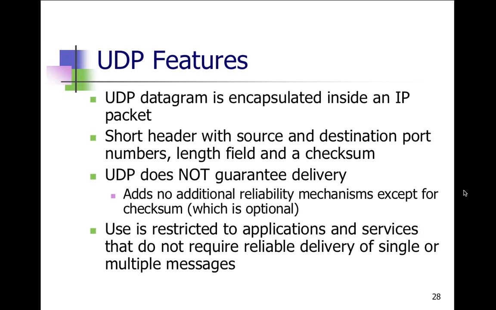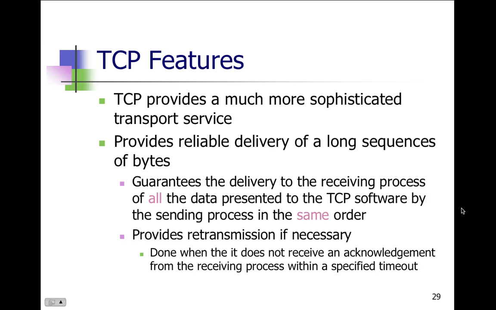In terms of UDP, we're talking about a datagram that's encapsulated inside of an IP packet. Everything flies inside of IP packets on an IP network. It has short headers with source and destination port numbers, a length field, and a checksum might be associated with it. UDP does not guarantee delivery and adds no additional reliability mechanisms except for the checksum, which is optional, actually. So it's like throwing the ball across the street. It is restricted to applications and services that do not require reliable delivery of single or multiple messages.